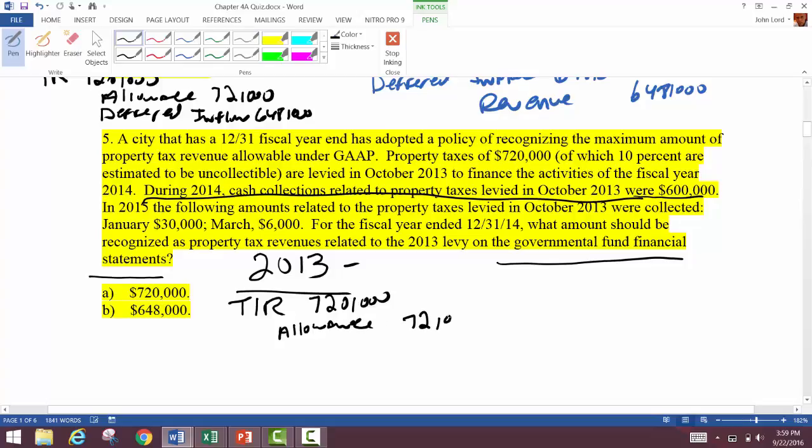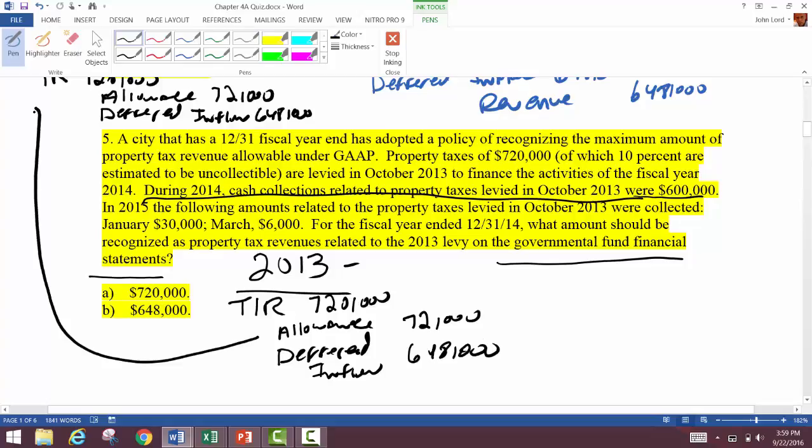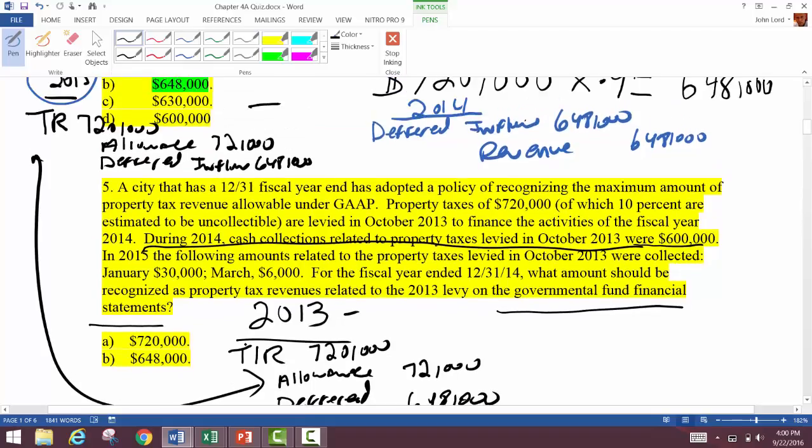Okay, good. What journal entry should I make for the rest? For the amount I think I'm going to collect? Deferred inflow, because what? I have not met my time requirements. I don't have to worry about eligibility for property taxes. So it's $648,000. Is there any difference between the journal entry for modified accrual and accrual? No, right? Okay, it's still deferred inflow. I haven't met my time requirements, right?